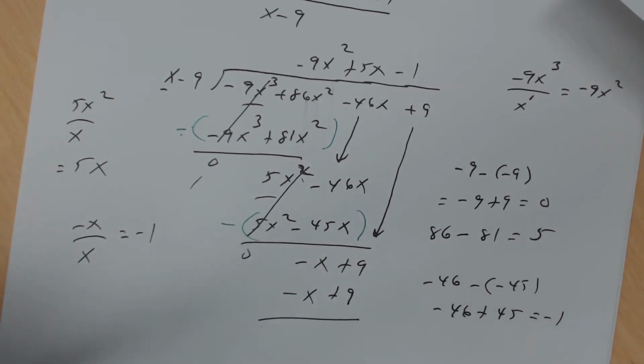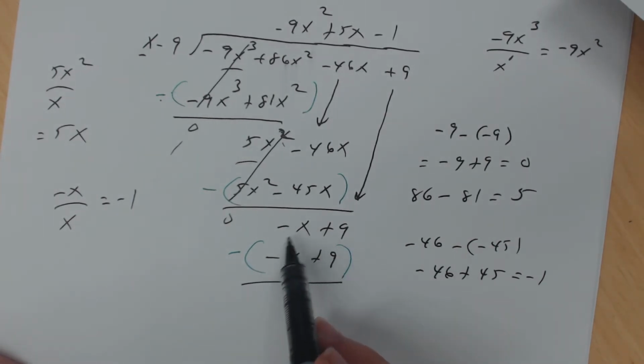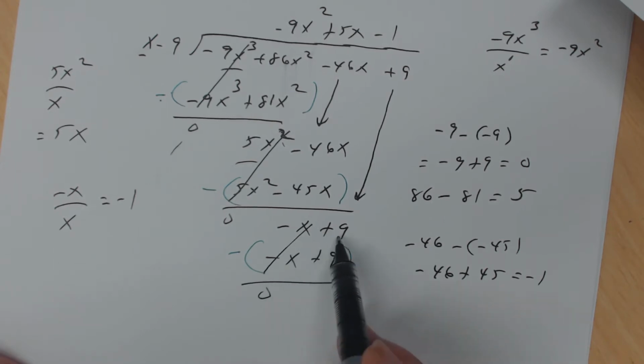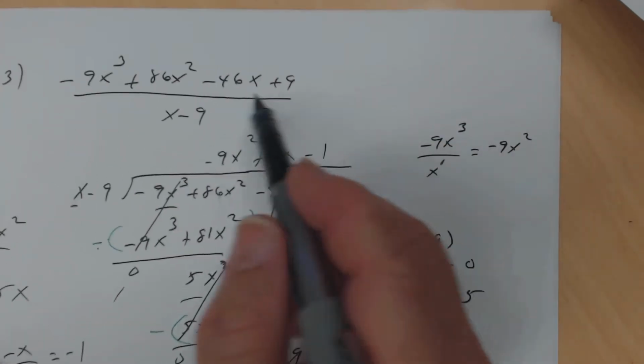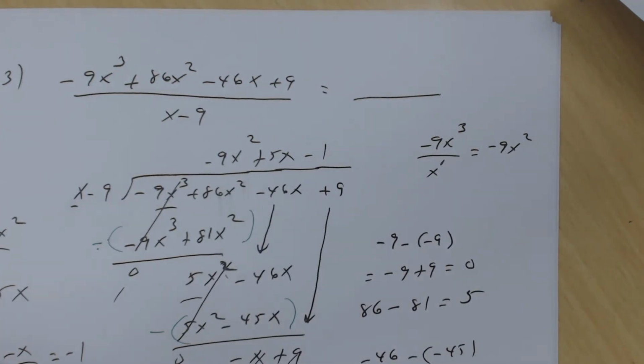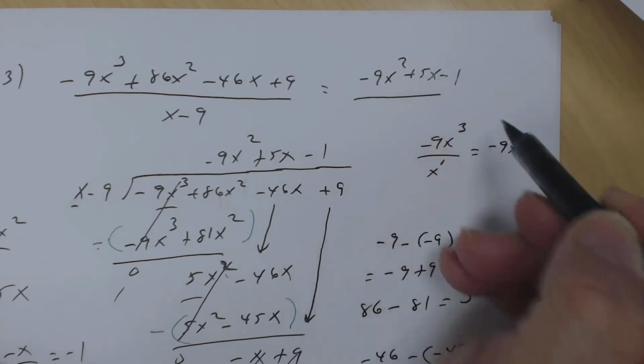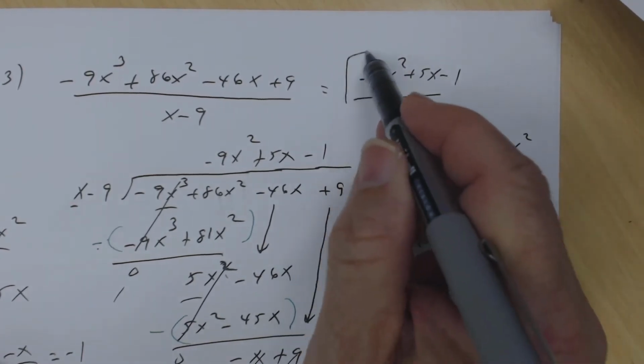And so now I'm going to subtract. I'm going to get negative x subtract a negative x is 0. A positive 9 subtract 9 is 0, so I get a remainder of 0. So the answer right here, since the remainder is 0, is just this quotient right here. So it's just 9x squared plus 5x minus 1. That's your answer.